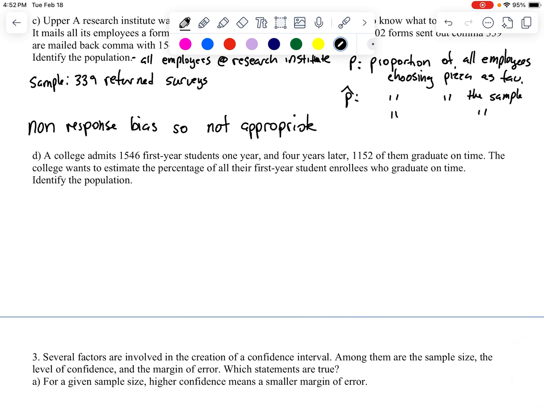All right, a college admits 1546 first-year students, and 4 years later, 1152 of them graduate on time. The college wants to estimate the percentage of all first-year students who enroll at that university who graduate on time. So when we talk about this one, my population is going to be all students at the university.